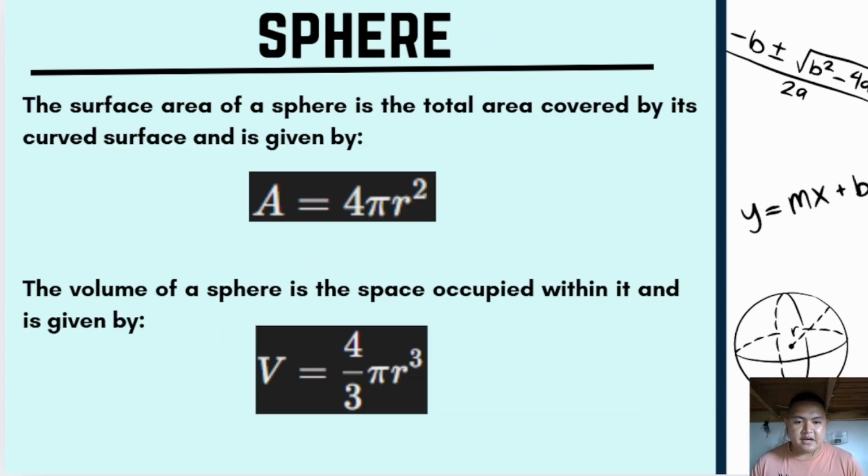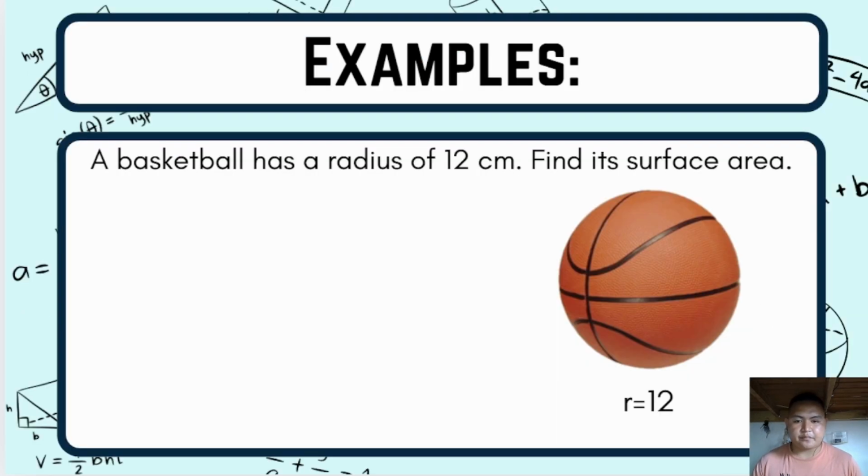So, the surface area of a sphere is the total area covered by its curved surface and is given by area is equals to 4 pi r squared. The volume of a sphere is the space occupied within it and is given by volume is equals to 4/3 pi r cubed. So let's have an example.